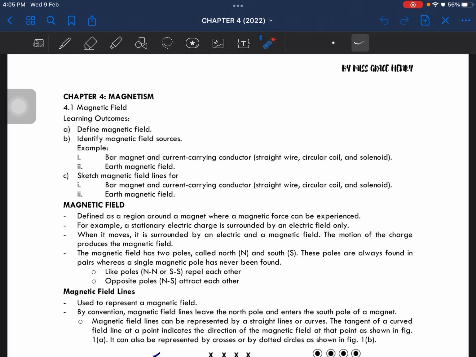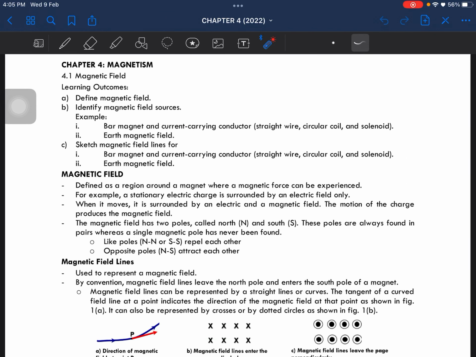Alright, so the first subtopic is on magnetic field. In this subtopic, you should be able to define what is magnetic field, identify the sources of magnetic field, for example, a bar magnet and a current carrying conductor, the earth magnetic field, and also be able to sketch the magnetic field lines for both of these.